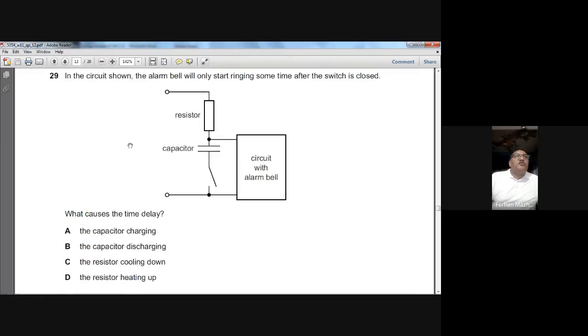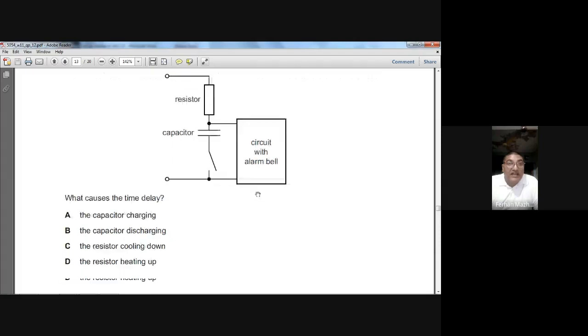Okay, question number 29 is on your screen. In the circuit shown, the alarm bell will only start ringing some time after the switch is closed. What causes the time delay? You know, this is the electric circuit symbol for the capacitor. So what happens? First, this capacitor will charge, and then this bell will ring. So for time delay in circuits, we use capacitors. The time delay happened because the capacitor was charging. So question number 29, it's electronics. The capacitor charging, A is the option.